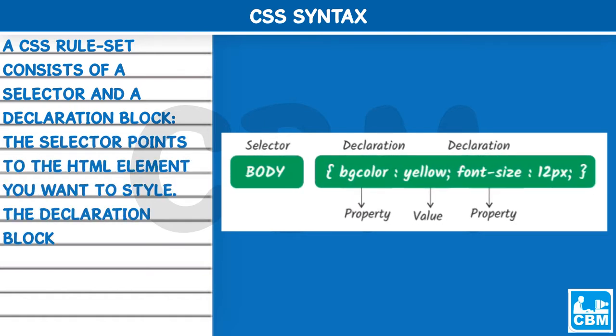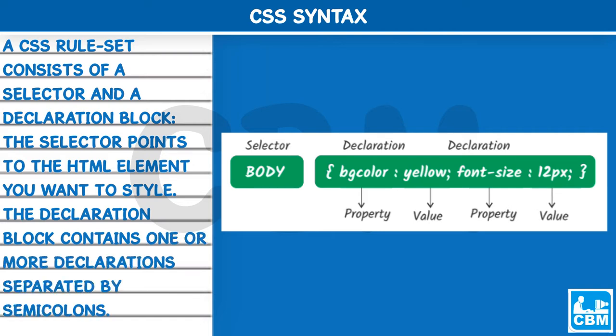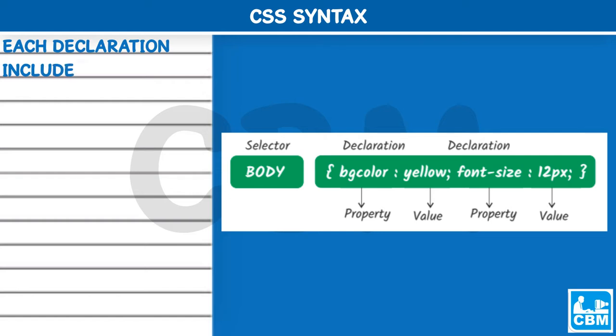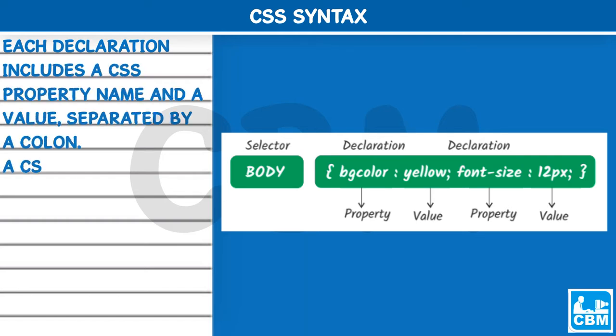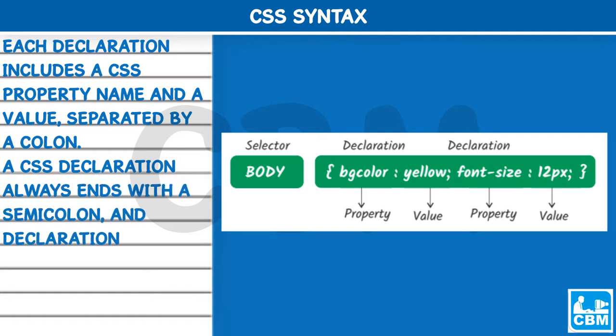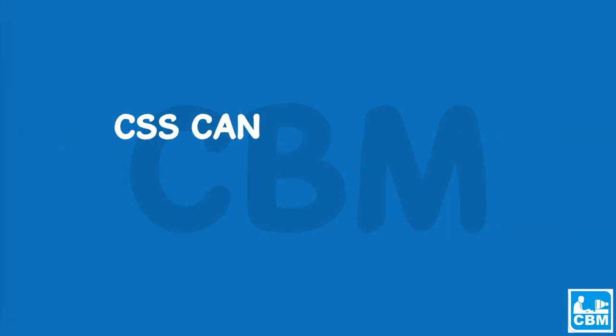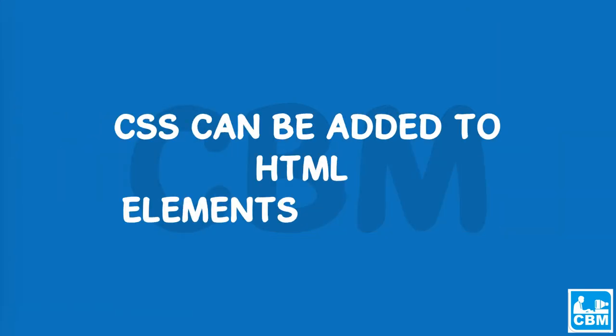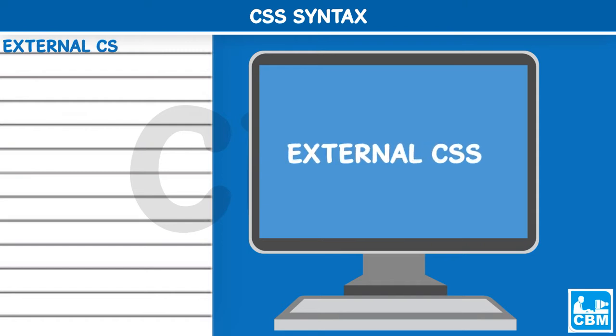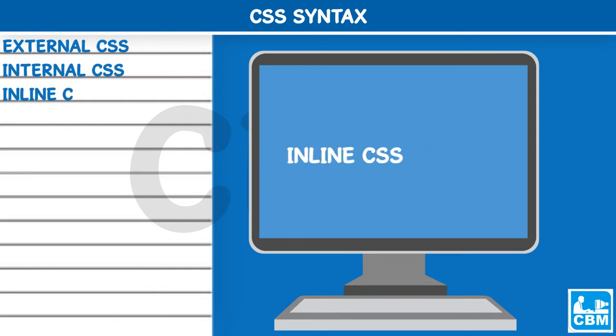The declaration block contains one or more declarations separated by semicolons. Each declaration includes a CSS property name and a value, separated by a colon. A CSS declaration always ends with a semicolon, and declaration blocks are surrounded by curly braces. CSS can be added to HTML elements in three ways: external CSS, internal CSS, inline CSS.